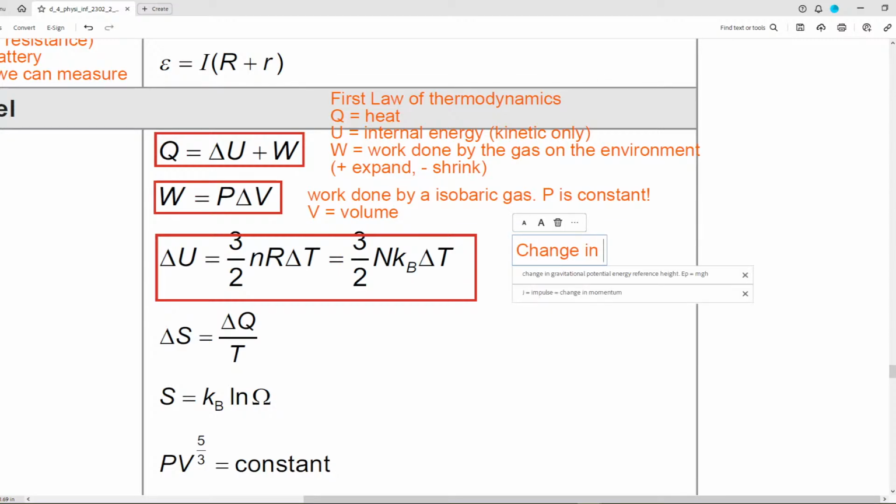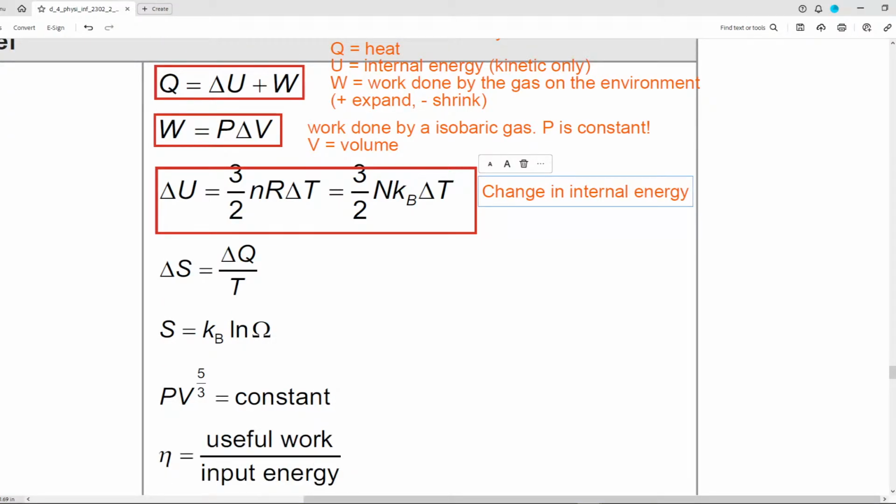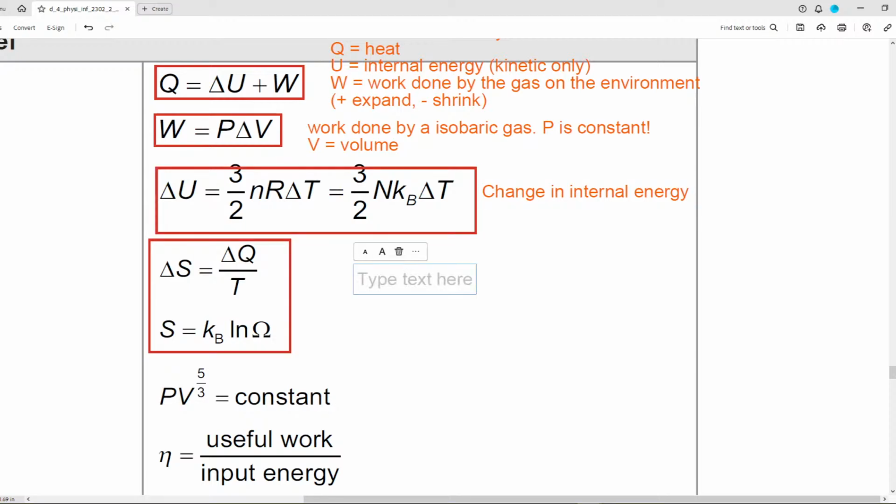Change in internal energy. I will not explain this more because it's the same, just changing temperature. All right, the next two are quite interesting. Both of these deal with entropy. So these are what we call the second law of thermodynamics. Well, related, but not quite what it is.